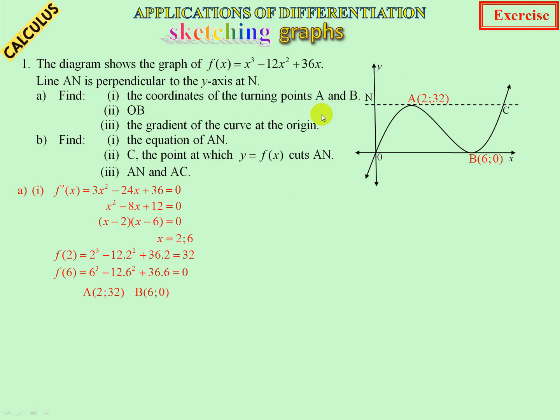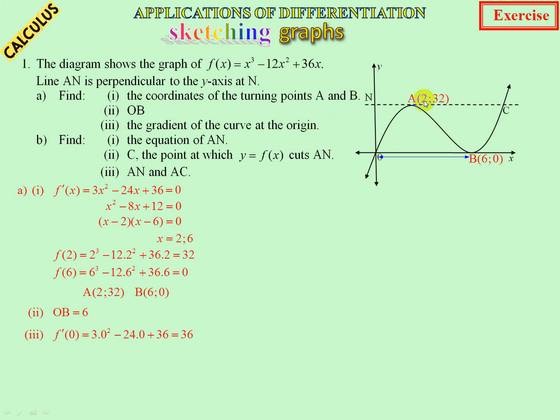Find the length of OB, well, the distance from the x value of 0 to the x value of 6. Gradient of the curve at the origin. The gradient of a curve is given by the derivative, the rate of change. So therefore the rate of change when x is 0, we're going to substitute 0 into the derivative. f prime of 0 is 36, which is the gradient.